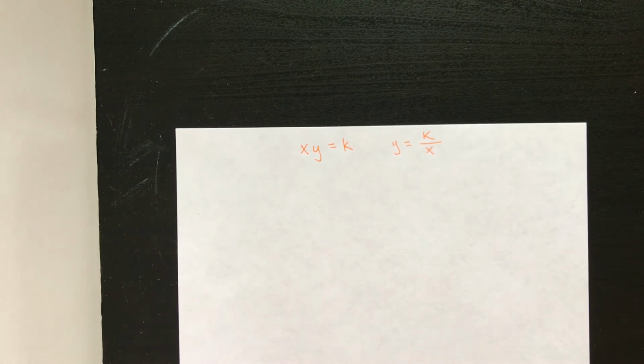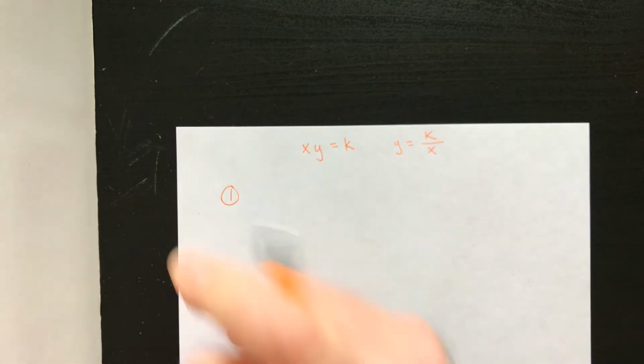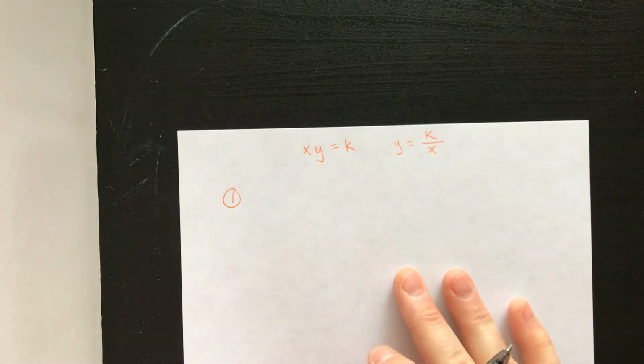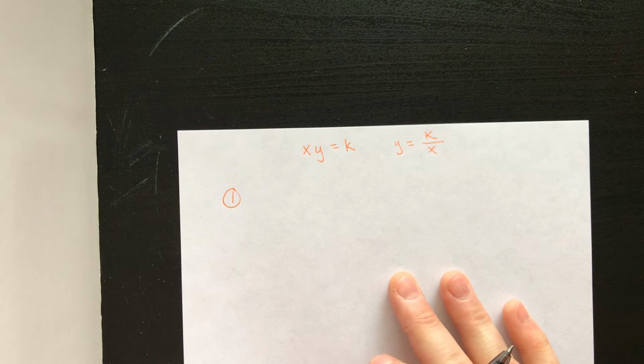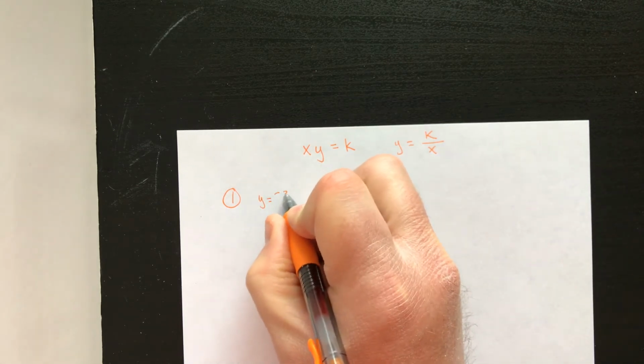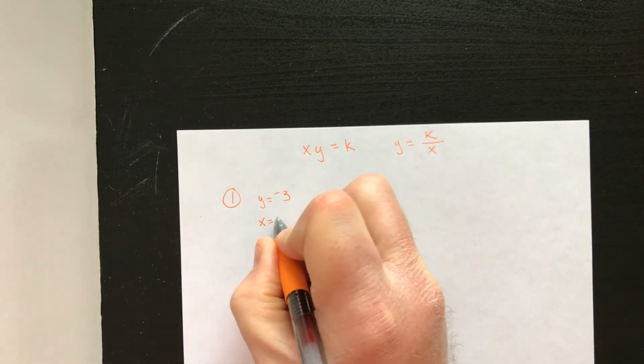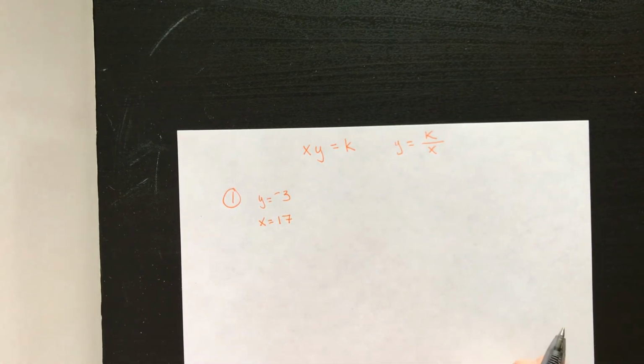So I'm just going to go through a few of these problems on page 702. Number one is very easy. It says, suppose y varies inversely with x. So y is equal to -3, x is equal to 17. What is the equation for inverse variation?